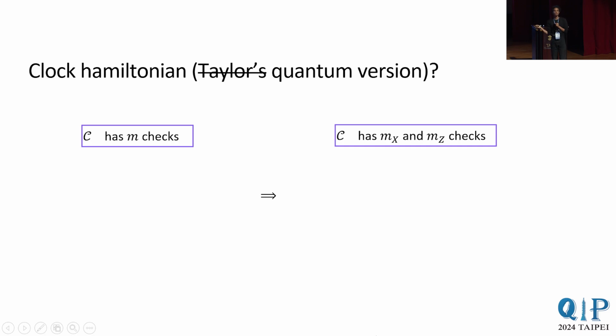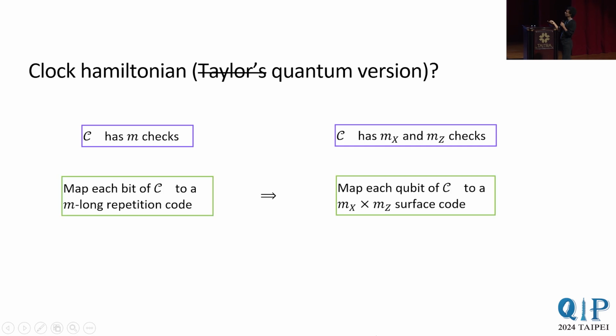Good. How do we make this quantum? There are some parallels that we can make that are quite straightforward. The input classical code has m checks. The quantum code is going to have mx X-type checks and mz Z-type checks. In the classical case, we mapped every bit of C to an m-long repetition code. In our case, we're going to map each qubit of C to an mx times mz surface code.